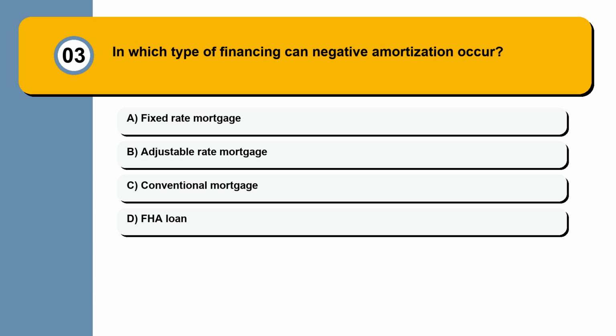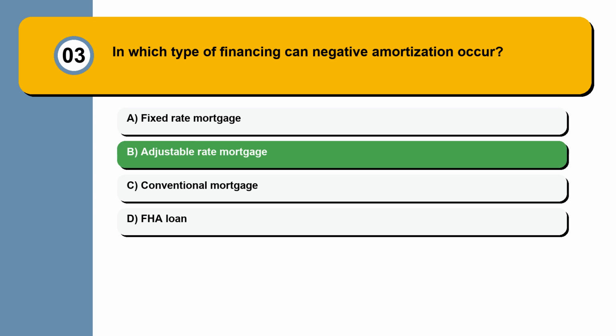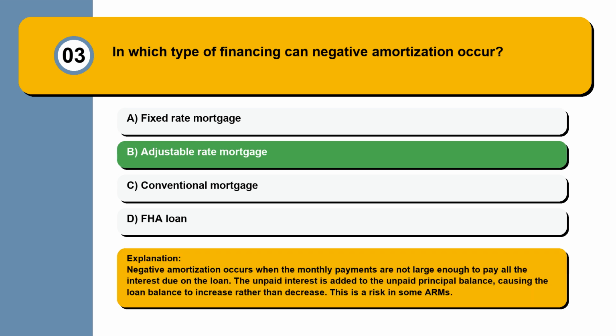Question 3. In which type of financing can negative amortization occur? Fixed rate mortgage, adjustable rate mortgage, conventional mortgage, FHA loan. Negative amortization occurs when the monthly payments are not large enough to pay all the interest due on the loan. The unpaid interest is added to the unpaid principal balance, causing the loan balance to increase rather than decrease. This is a risk in some ARMs.